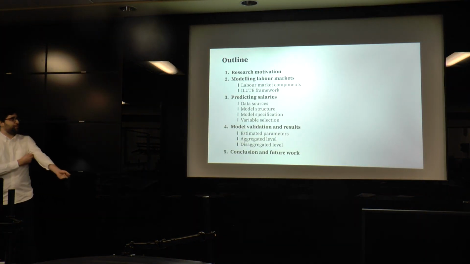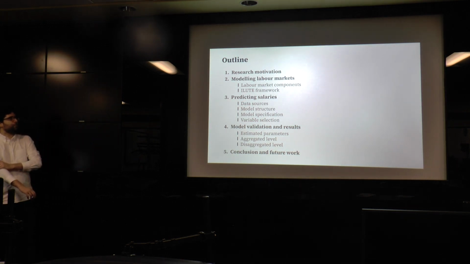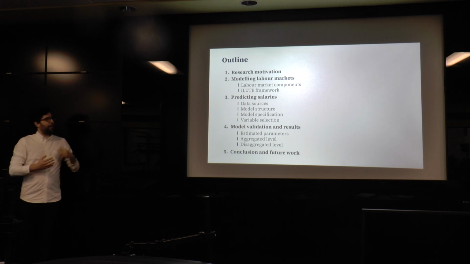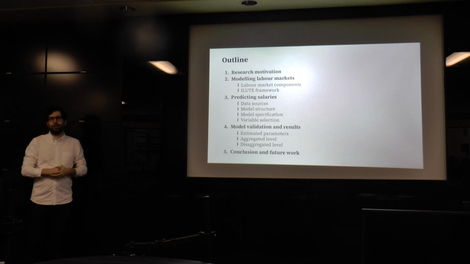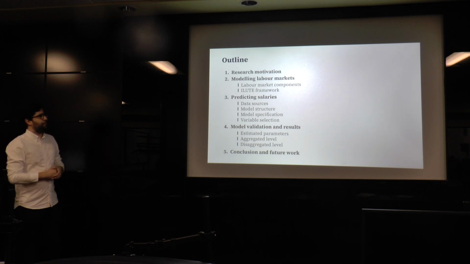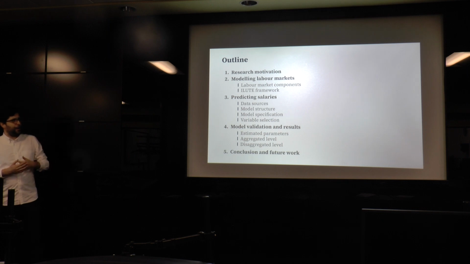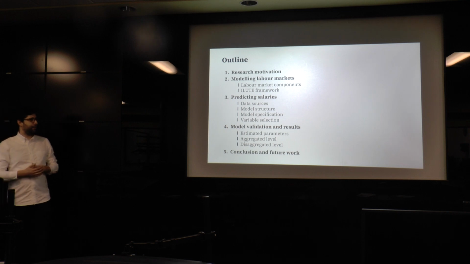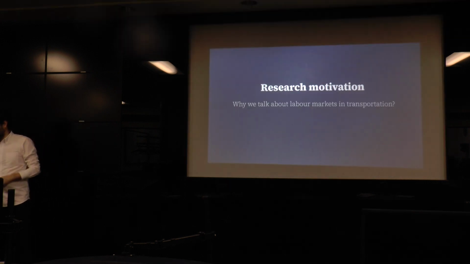So the outline of this presentation: first I'm going to start with what motivates me to do this work, and then I'm going to present the components of the labor market and how these components are integrated into the UT framework. Then I'm going to present the model that we built, the specification of that model. After that, I'm going to present the results, both at the aggregate and disaggregated level. And finally, I'm going to present some conclusions.